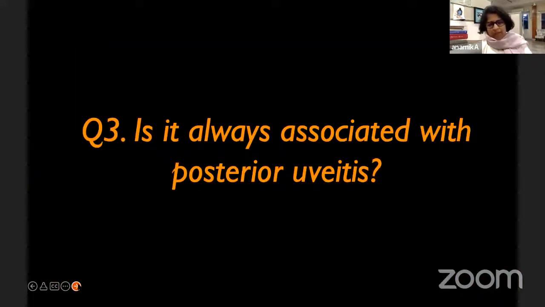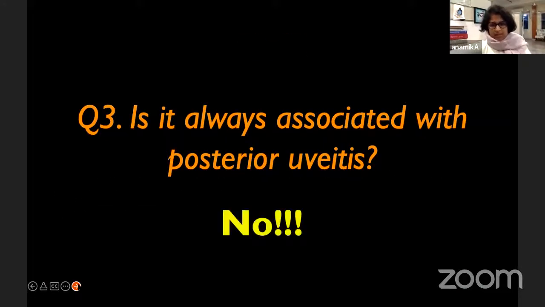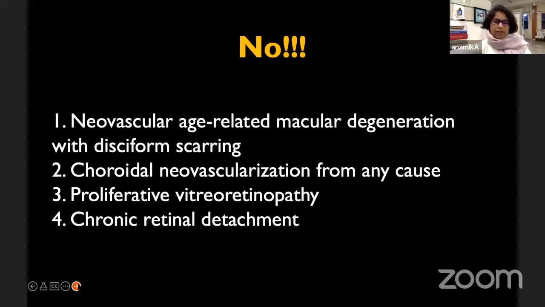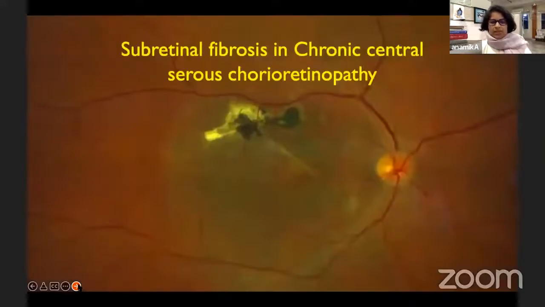So the third question is, is it always associated with posterior uveitis? It's not the case, because there are certain conditions where you can see subretinal fibrosis. Let's say neovascular age-related macular degeneration, where you see the scarring, or choroidal neovascularization from any cause, or proliferative vitreoretinopathy. And the fourth would be the presence of a chronic RD. So this is a case of subretinal fibrosis in a chronic central serous choroidal, where you can see this nice subretinal fibrosis with shades of hyperpigmentation here.